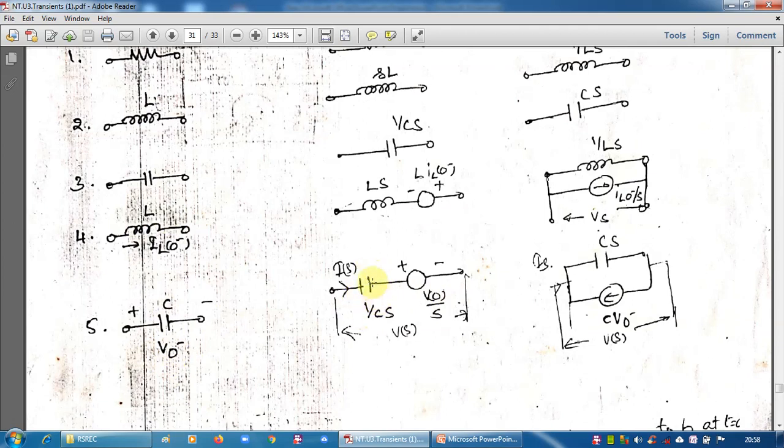In impedance form, 1 by CS in series with a voltage source. Here also, this is for admittance. So like that. These are very important.